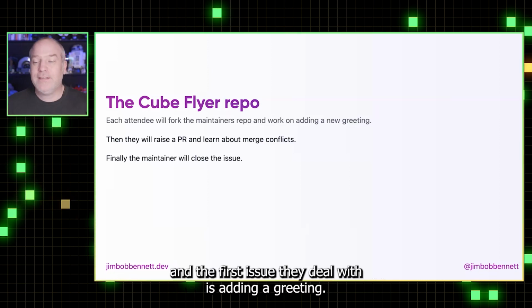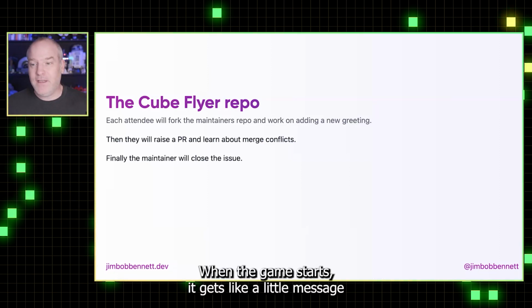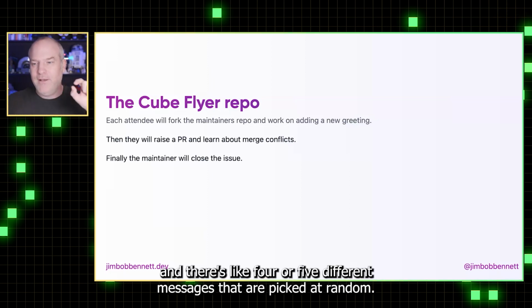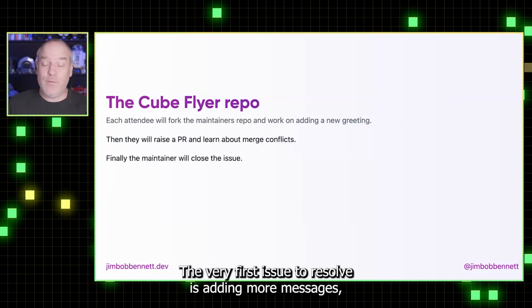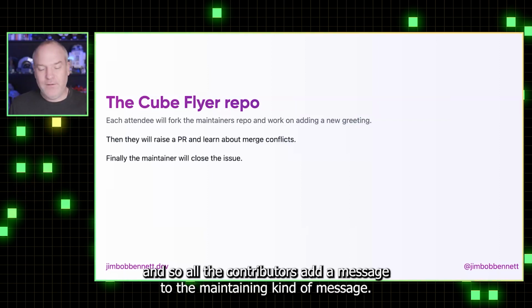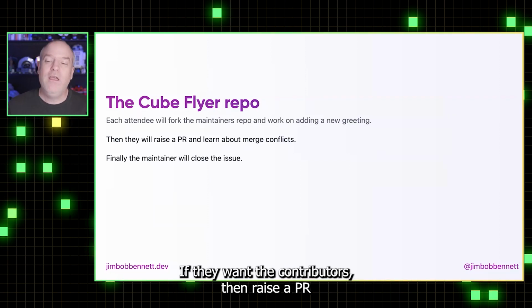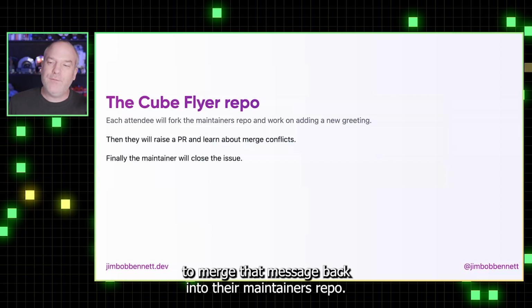And the first issue they deal with is adding a greeting. When the game starts, it gets a little message. And there are 4 or 5 different messages that are picked at random. The very first issue to resolve is adding more messages. And so all the contributors add a message. The maintainer can add a message if they want. The contributors then raise a PR to merge that message back into their maintainer's repo.